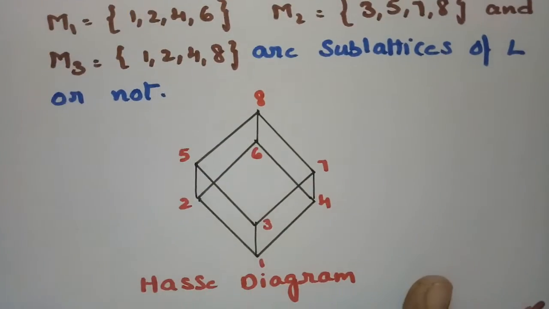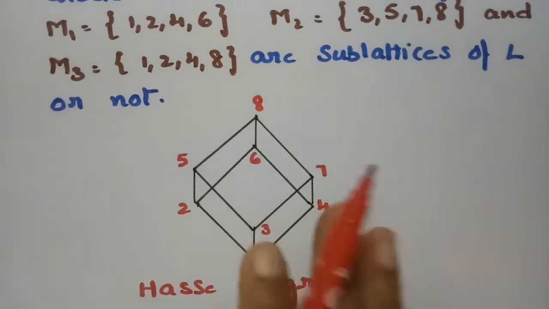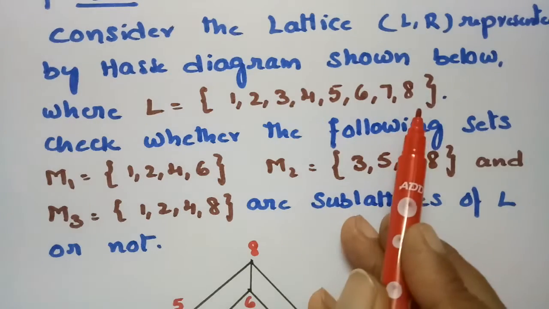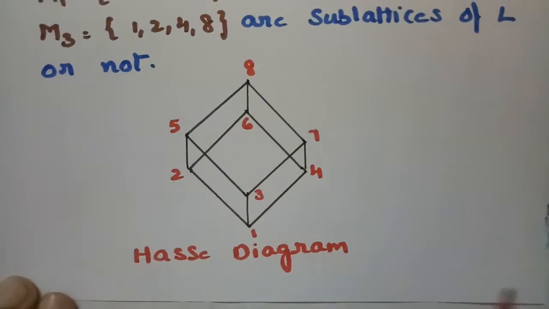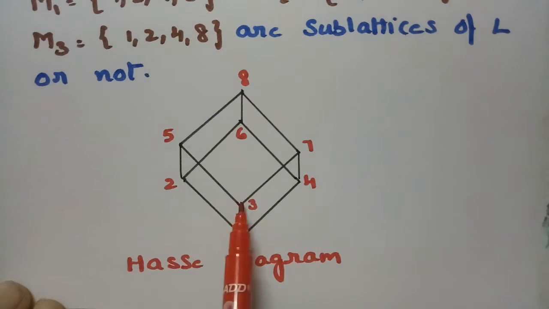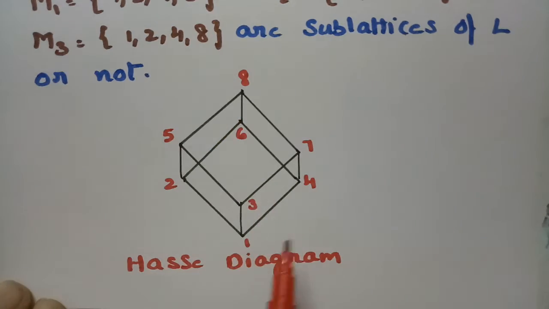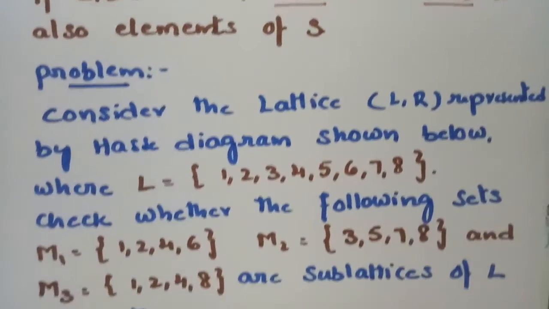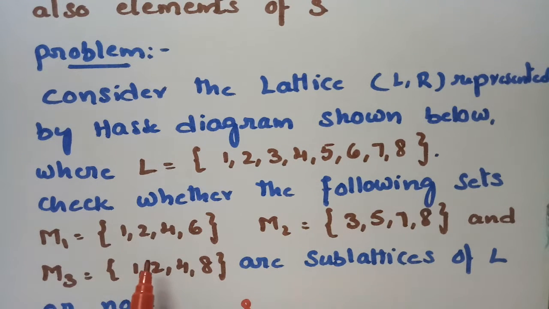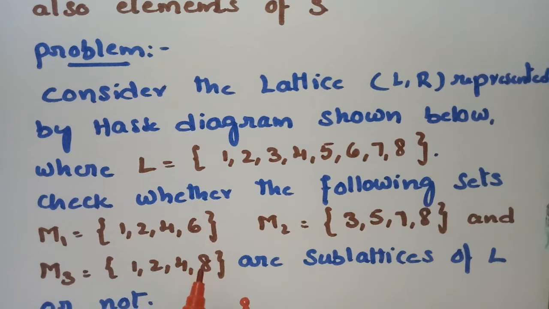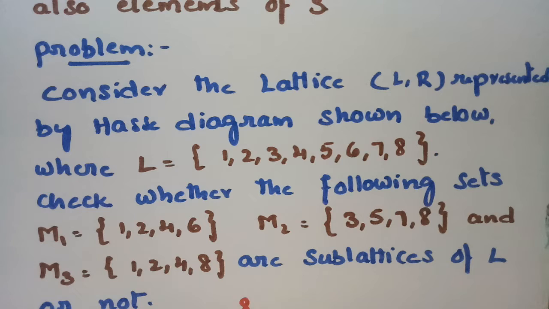See here, here is the Hasse diagram given. In it, elements 1 to 8 are there. I'll show you in the Hasse diagram. This is 1, 2, 3, 4, 5, 6, 7, 8. So according to this Hasse diagram, we have to consider M1 = {1, 2, 4, 6} and we have to show whether it is a sublattice or not.